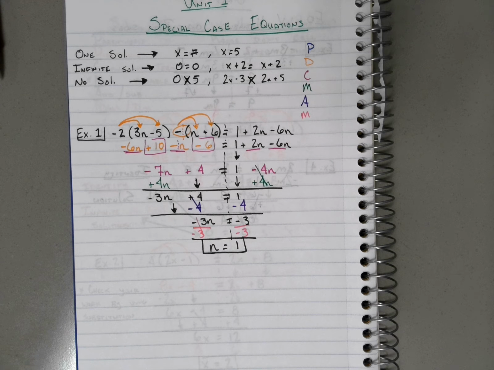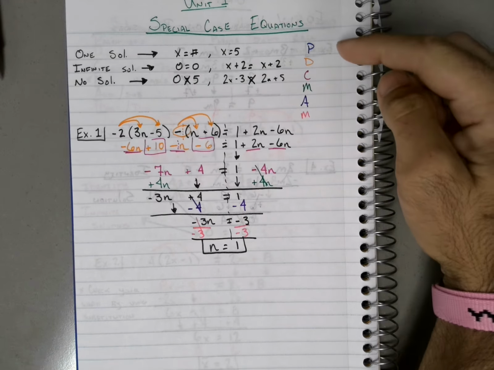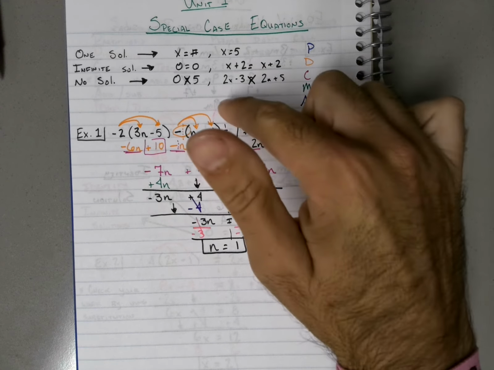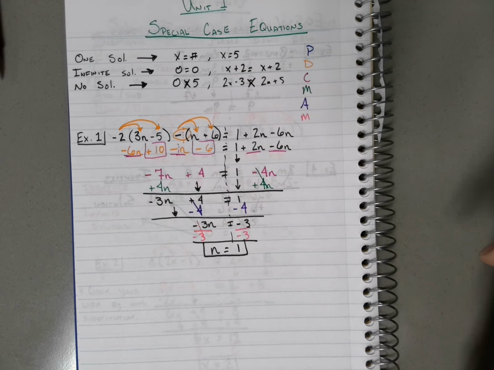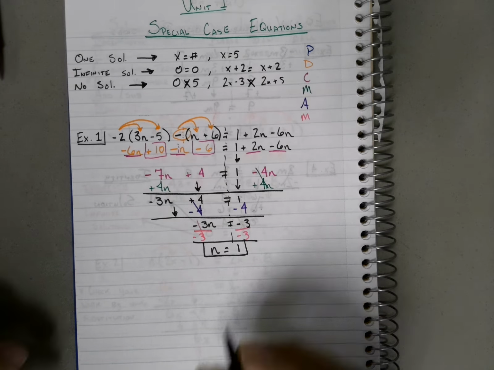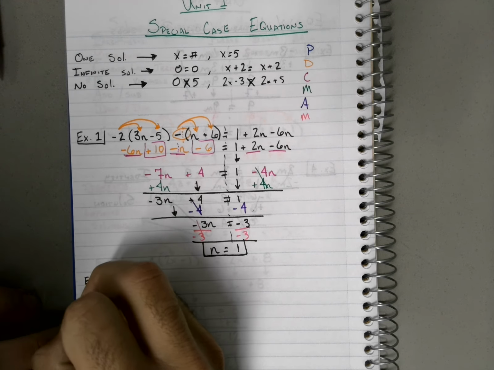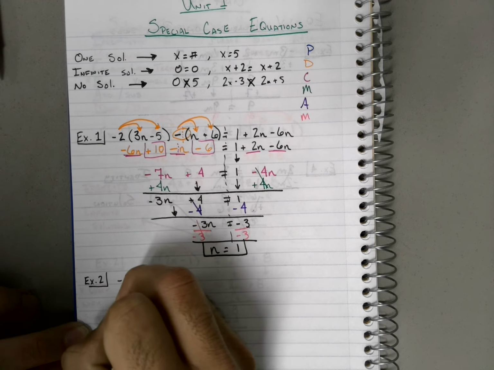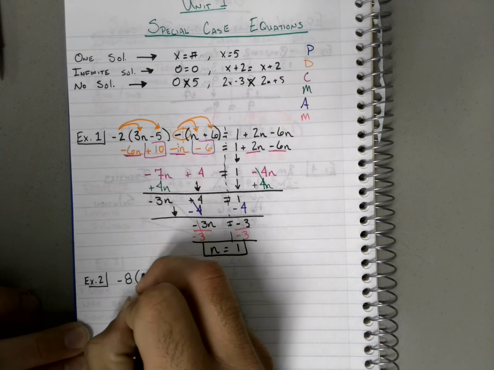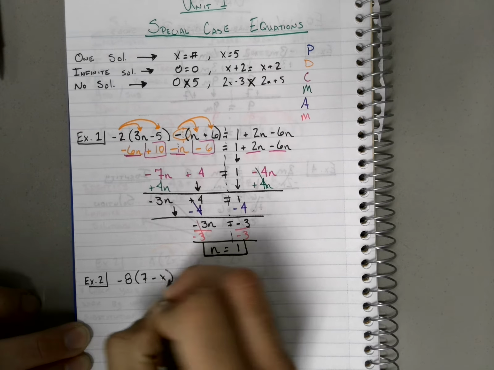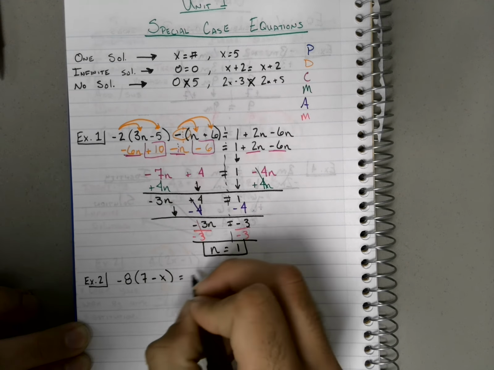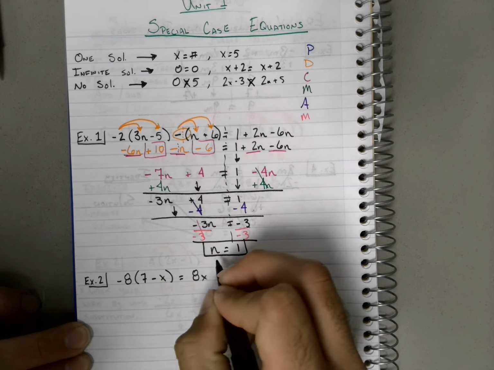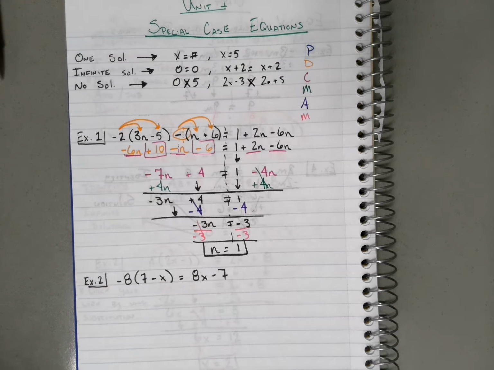Okay, that was a lot of steps, but we went through our steps up here. We did that in every single problem here, every single step, and it got us to our final answer. All right, let's look at another example here. So example 2: negative 8 times (7 minus x) equals 8x minus 7. Now let's go through our steps.